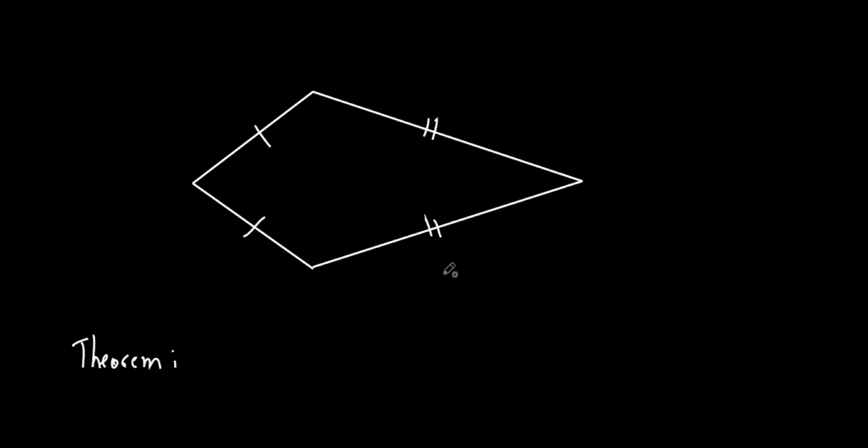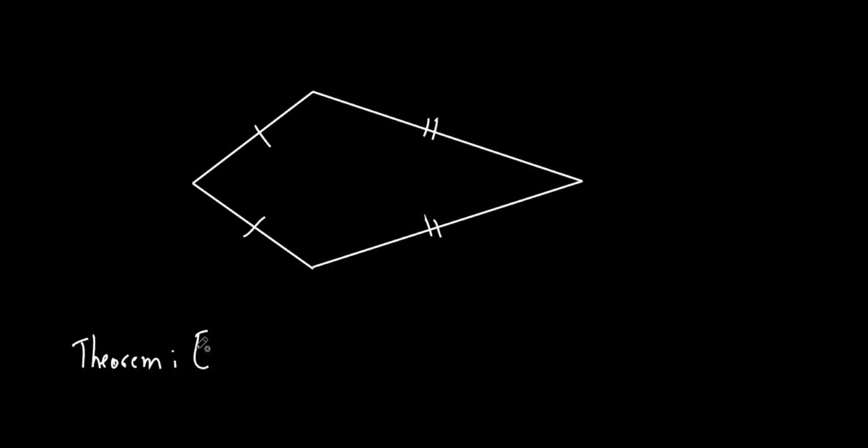I think that's the only thing we've learned so far, isn't it? Did we do anything else with a kite? I think we just learned what it is. Did we learn anything about the angles? Can't remember. I think that might be all we learned. All right, let's write down the theorem.